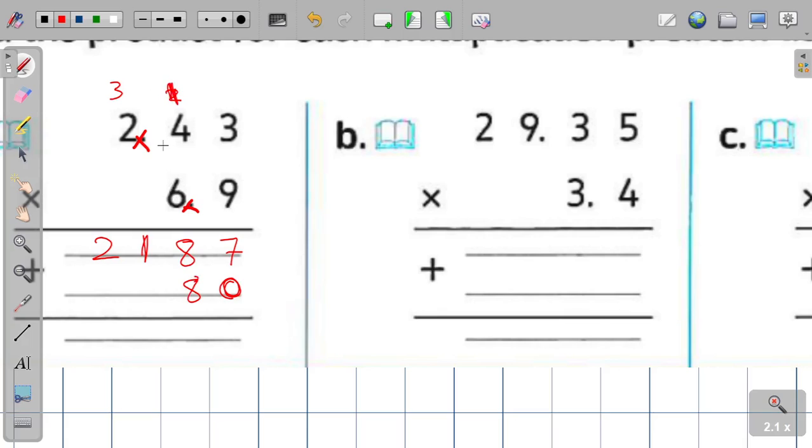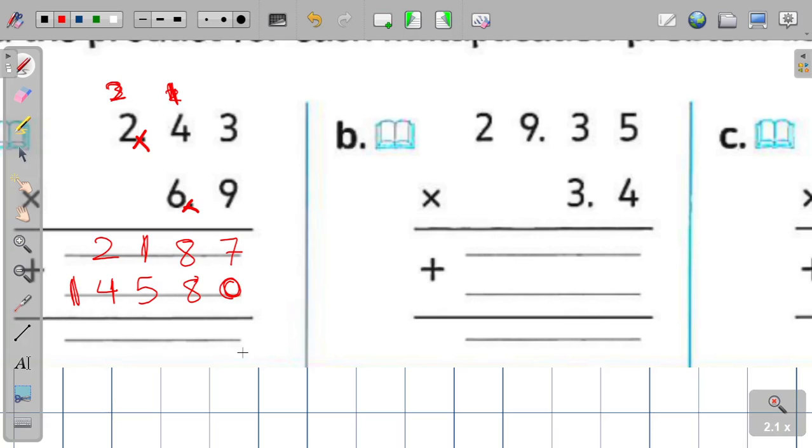6 by 4 equals 24 plus 1 equals 25. So I will write 5 and carry up 2. 6 by 2 equals 12. 12 plus 2 equals 14. So I have 4 and 1. After that, I will add them together.